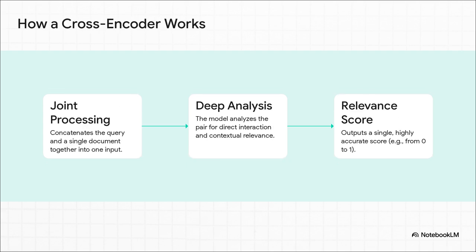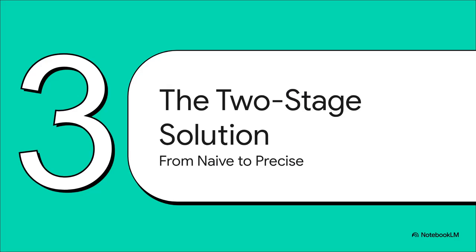Now, the accuracy judge, it works in a completely different way, and this is what's so cool. A cross-encoder doesn't make separate vectors. Instead, it literally takes the query and a document, smushes them together, and processes them at the same time as one single unit. This lets the model's attention mechanism see every little interaction between the words in the query and the words in the document. The result? A much, much more nuanced and accurate relevance score. Okay, so by combining these two specialists, we can now evolve our RAG pipeline from that naive, simple system into a much more precise two-stage solution.